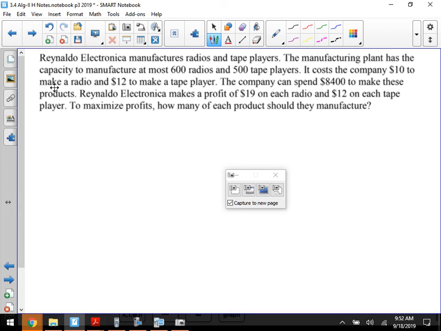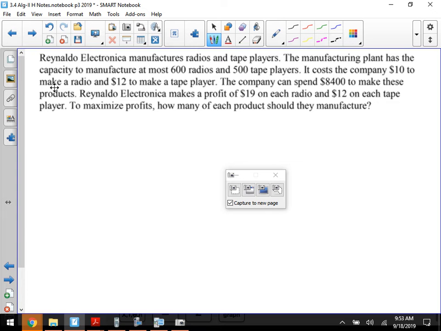They have a manufacturing plant that has a capacity to make at most 600 radios and 500 tape players. It costs the company 10 and 12 respectively to make a radio and a tape player. They can spend $8,400 to make the products and make a profit of $19 on the radio and $12 on the tape player. Maximize profits. How many of each should they make? This is the one where you're going to say they're going to make 753 tape decks and 8,404 radios. I just made those numbers up.